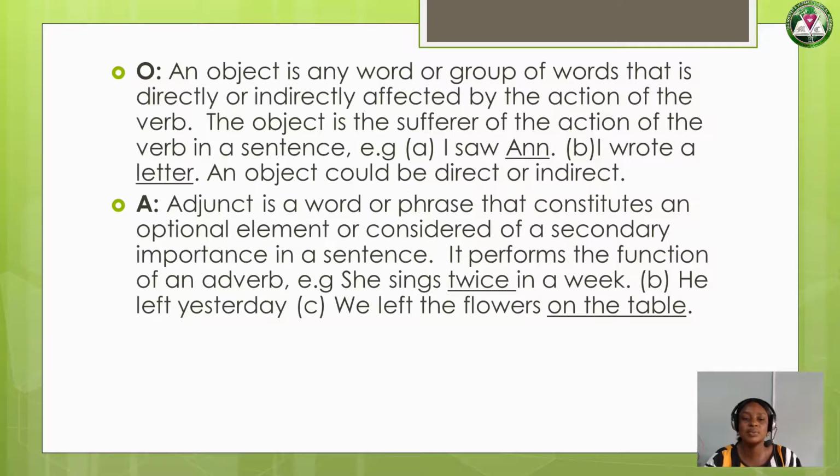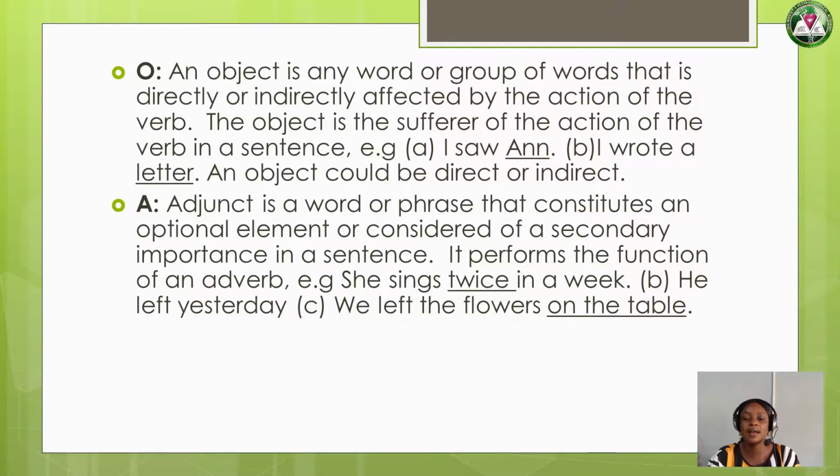Now we have some examples. A, she sings twice in a week. So twice is the adjunct. That's an adverb of frequency. B, he left yesterday. So we have he as subject, left as verb, yesterday as adjunct. So we have SVA, and our A, or adjunct, is yesterday. That's an adverb of time. C, we left the flowers on the table.